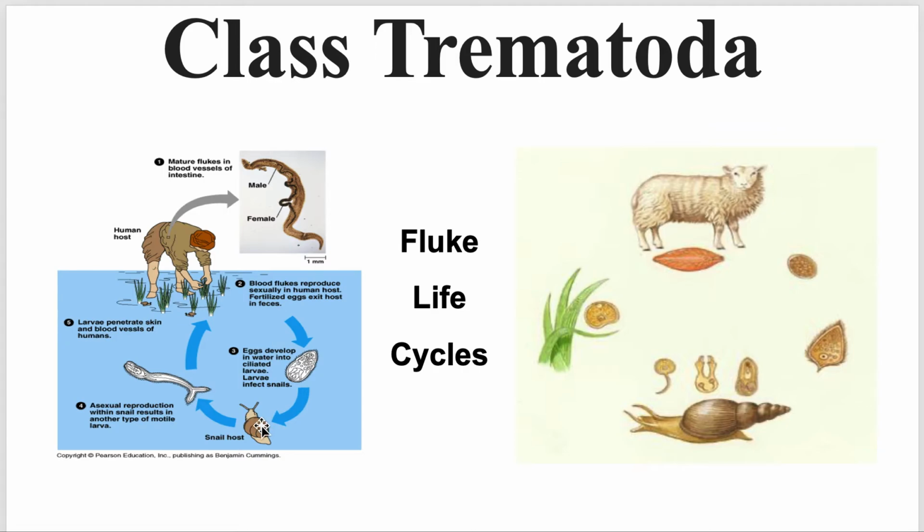And then in the snails, this is where asexual reproduction occurs, and they develop into another motile larva, a different type of larva than we had over here. And then that will penetrate into the skin and blood vessels of humans and repeat the cycle. Right?